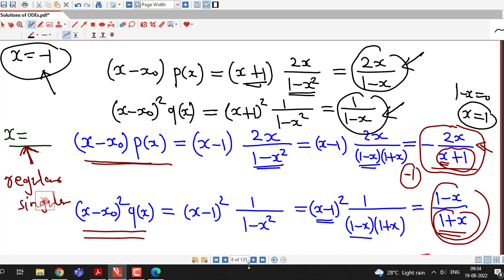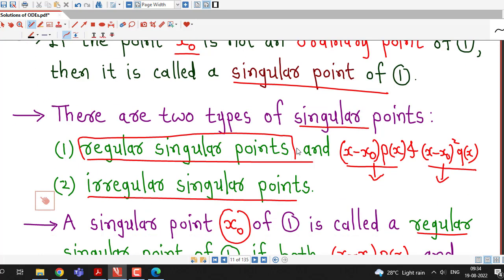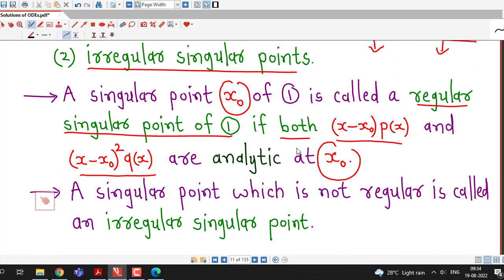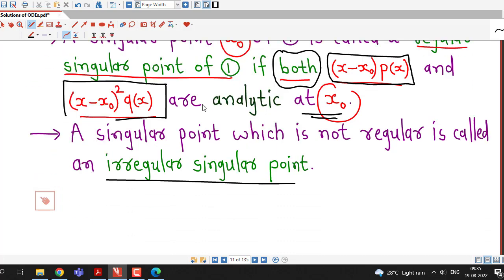regular singular point. So in this way we can decide whether given point is ordinary or singular, and if it is singular then we can check whether it is regular singular or irregular singular. So for regular singular you must make sure that these two functions x minus x0 times px and x minus x0 square times qx are analytic at x0, both analytic, and if at least one is not analytic at x0 then x0 becomes irregular singular point.